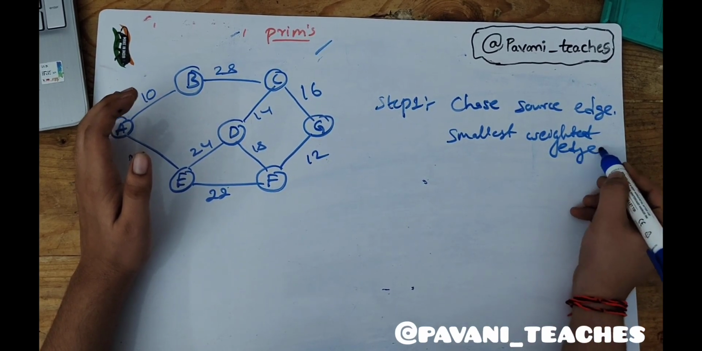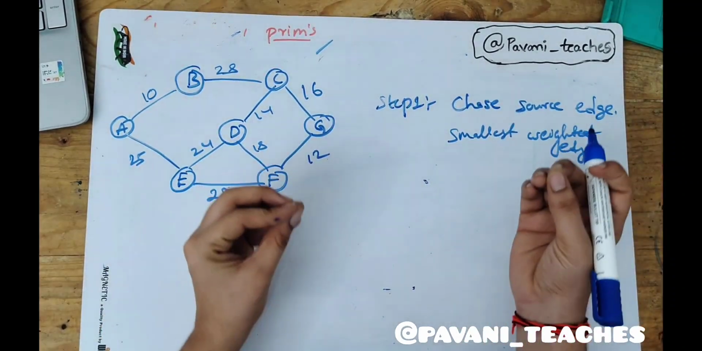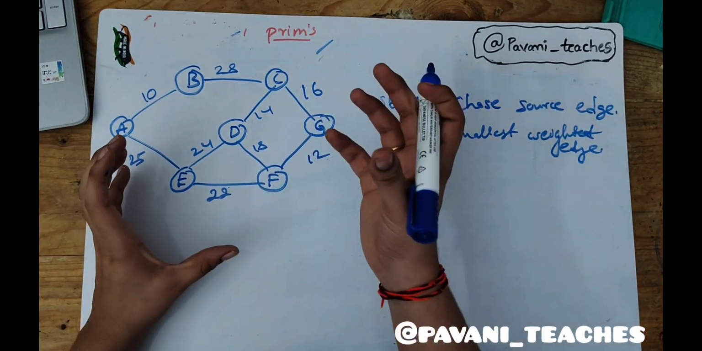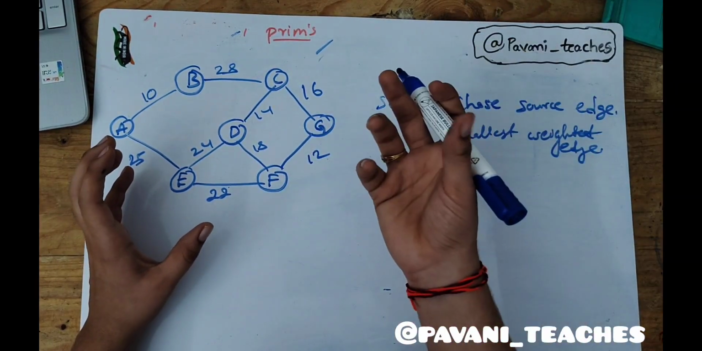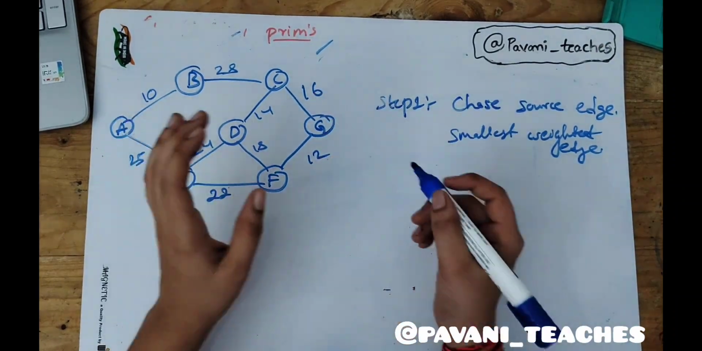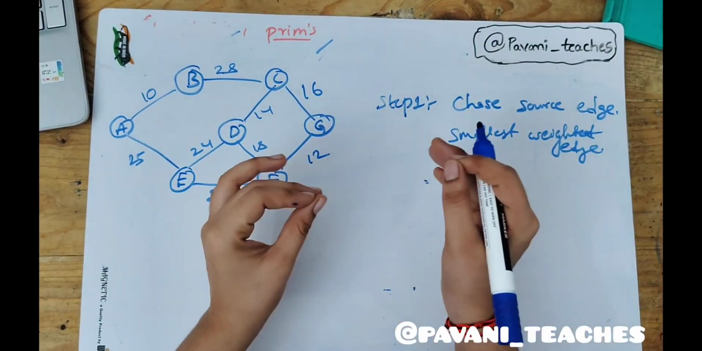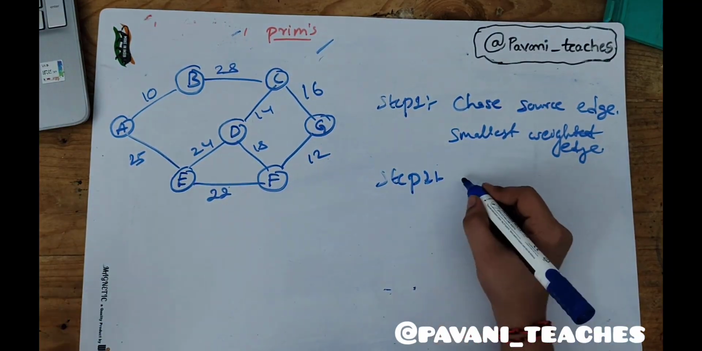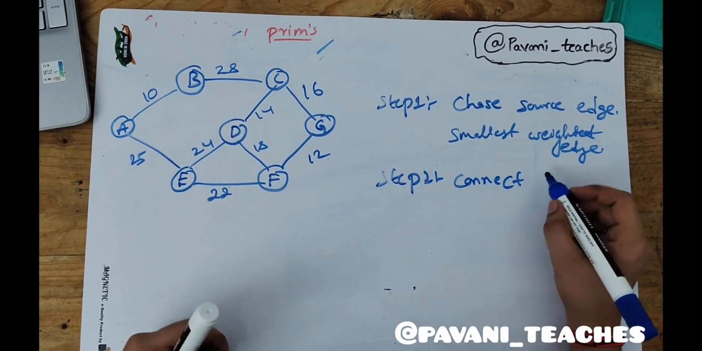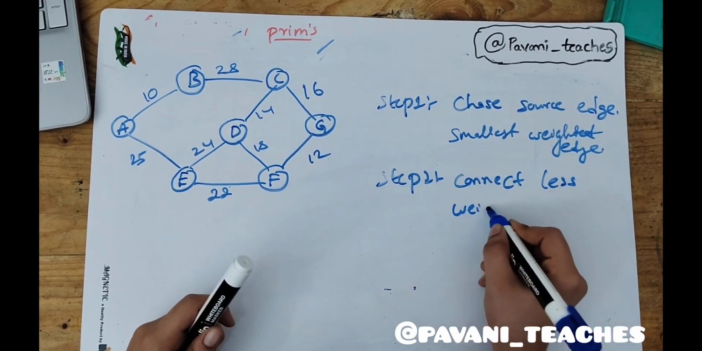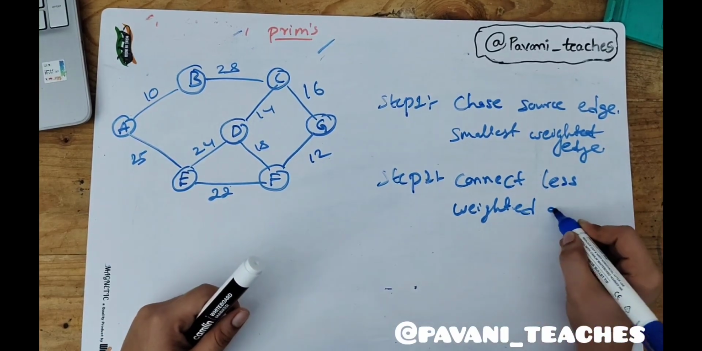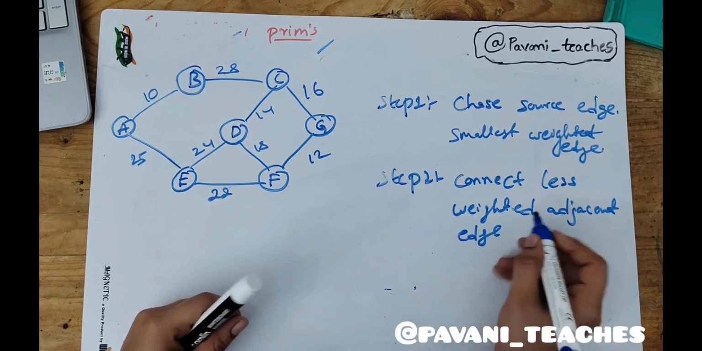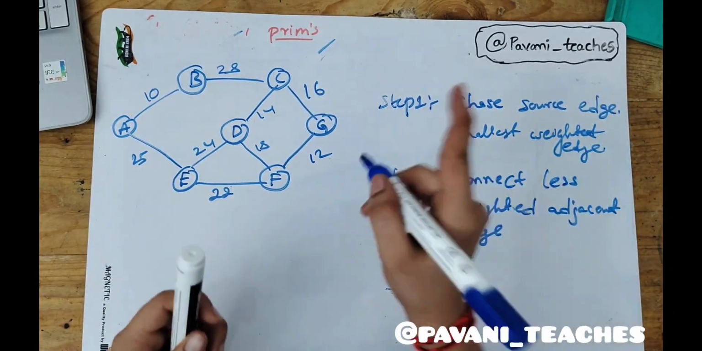Then you have to connect the adjacent edges which are having the less weight. You'll get to know what this point means while solving it. Step 2: connect the less weighted adjacent edge. And even here the cycle shouldn't form.